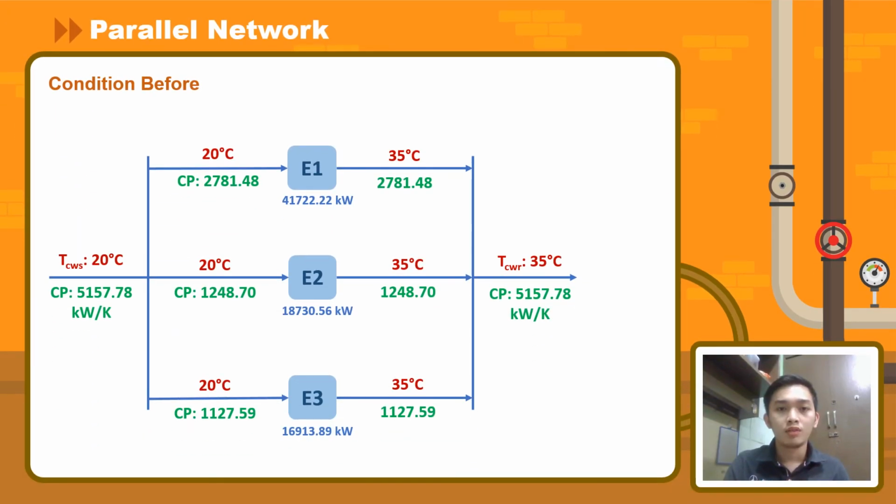Assalamualaikum warahmatullahi wabarakatuh. My name is Muhammad Fakhrul Ariffin bin Aminur Rashid. This is the network condition before we integrate an optimum cooling water network, where the temperature of the cooling water supply is 20 degrees Celsius and the temperature of cooling water return is 35 degrees Celsius. This parallel network has a mass flow rate of 4042 ton per hour.